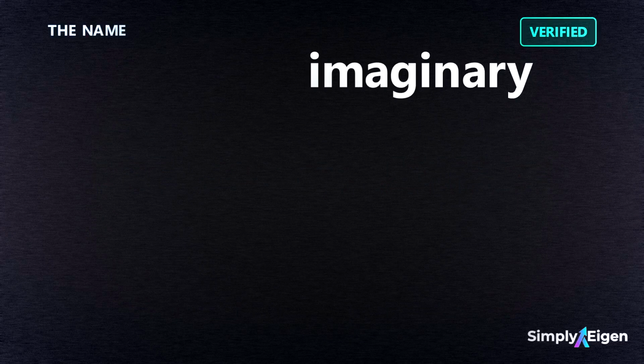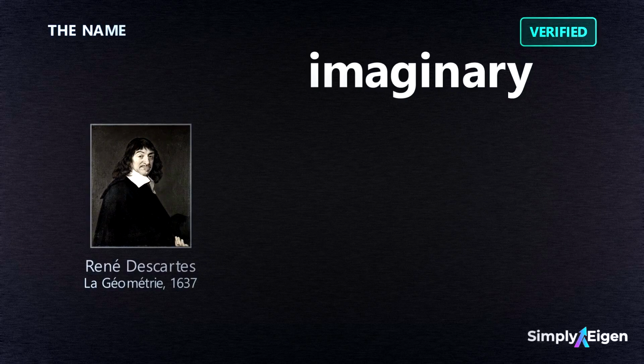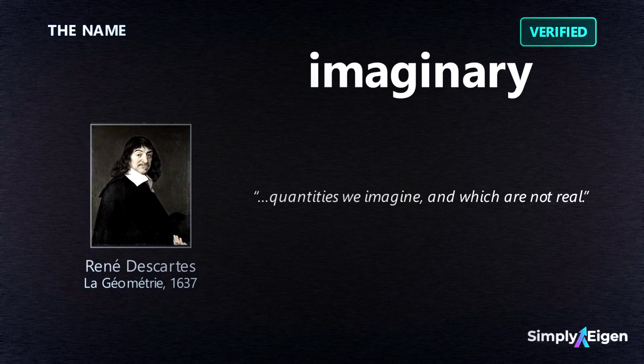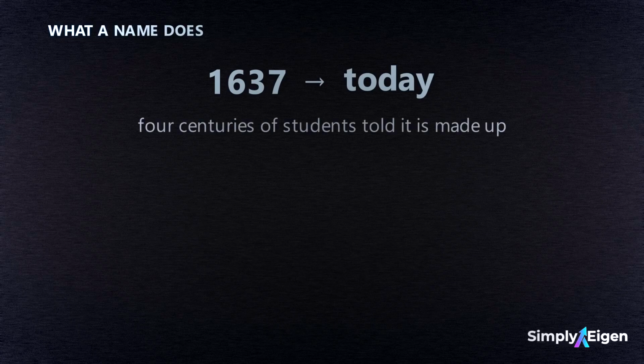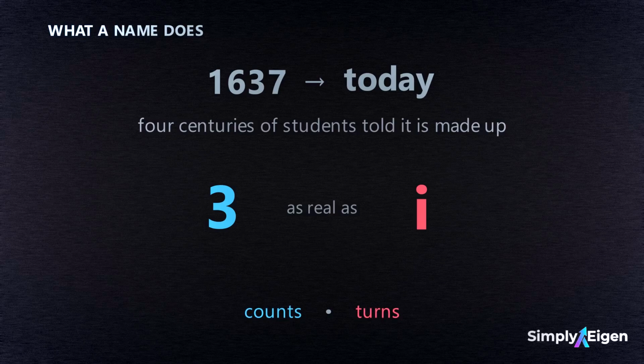Let us deal with the name first, because the name has done real damage. Imaginary. That word was picked by René Descartes in 1637, and he did not mean it kindly. He meant, these are not real quantities, they are things we imagine, and you should not take them seriously. The label stuck. The mathematics carried on working anyway. So 4 centuries of students have been handed a subject whose own name tells them it is made up. And it is not. Everything in this video is as real as the number 3. It just turns instead of counting.